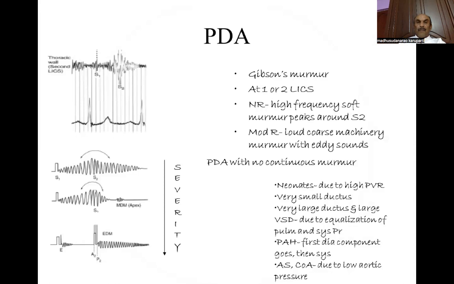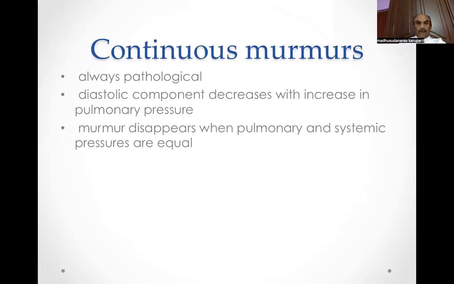Whereas in PDA, Gibson's murmur, it's a continuous murmur with the murmur overlapping the second heart sound. The peak of the murmur is around this S2. Continuous murmurs are always pathological. Diastolic component decreases with increase in the pulmonary pressure. Murmur disappears when the pulmonary and systemic pressures are equal. Okay, this is the dictum.